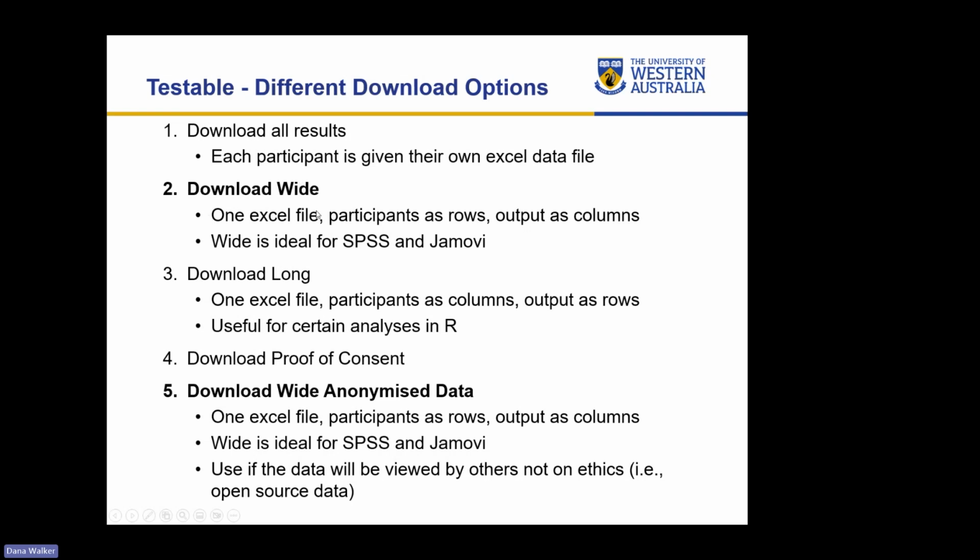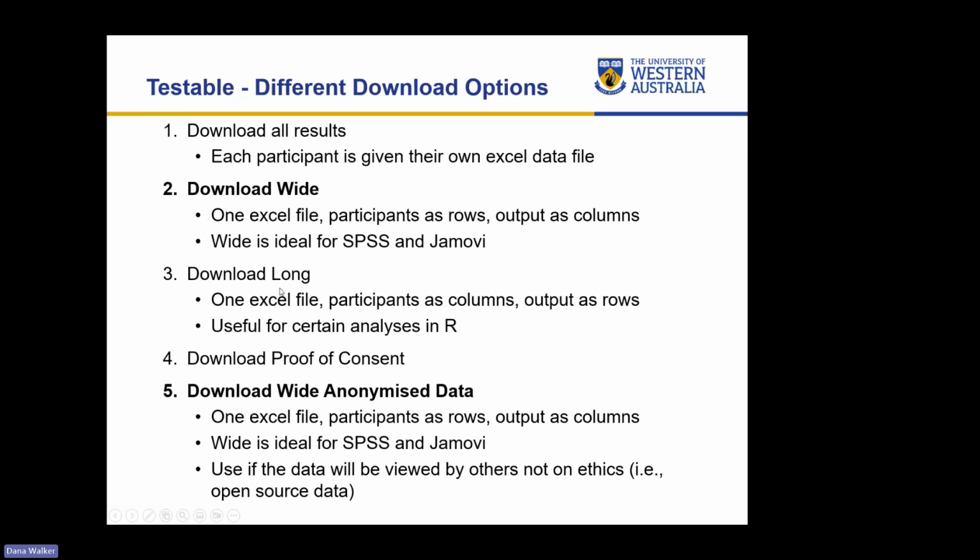I've bolded the ones that you guys are probably going to be downloading the most, because download wide is where it's one Excel file, all your participants are rows, and all your data are columns. And that's what SPSS and Testable want, right? You guys have all opened files in SPSS and Testable, and all your participants are down the long side, and all your data points, like all your trials, are along the columns. I'll talk about the bottom one in a moment, but wide is ideal for SPSS and Jamovi.